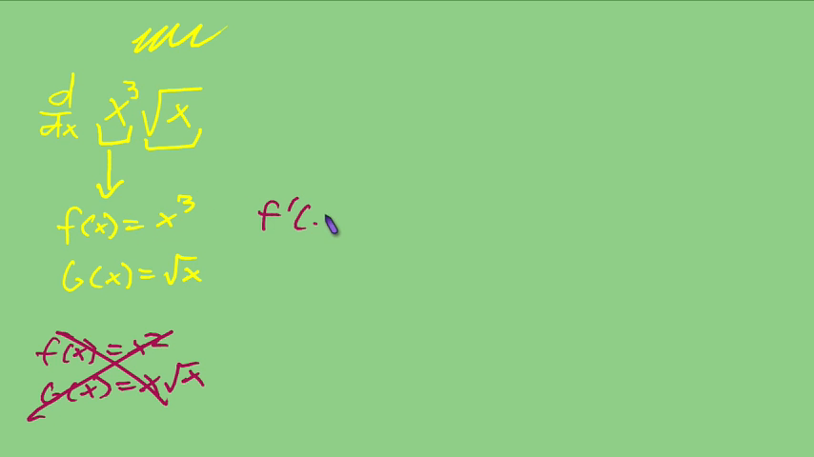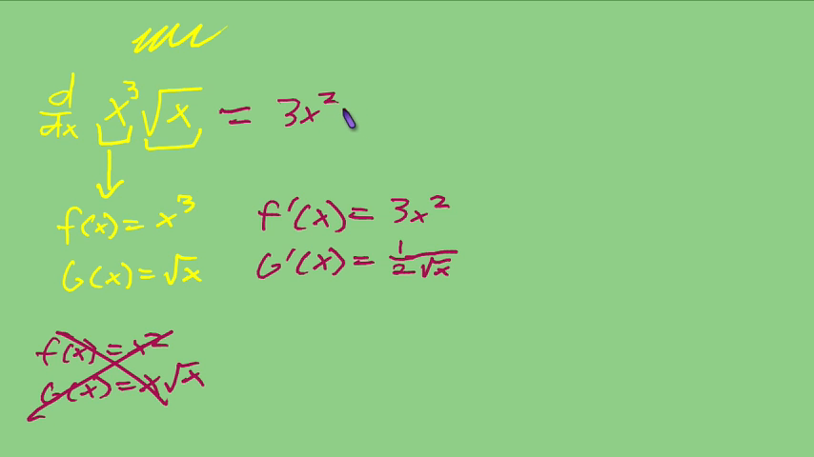But once you have chosen them, take each of their derivatives. The derivative of x to the third is 3x squared. The derivative of square root of x is 1 over 2 root x. And once you have that, you just plug it into the formula. So f prime of x times g of x, 3x squared times the square root of x, added to g prime of x times f of x. So 1 over 2 root x times x to the third.